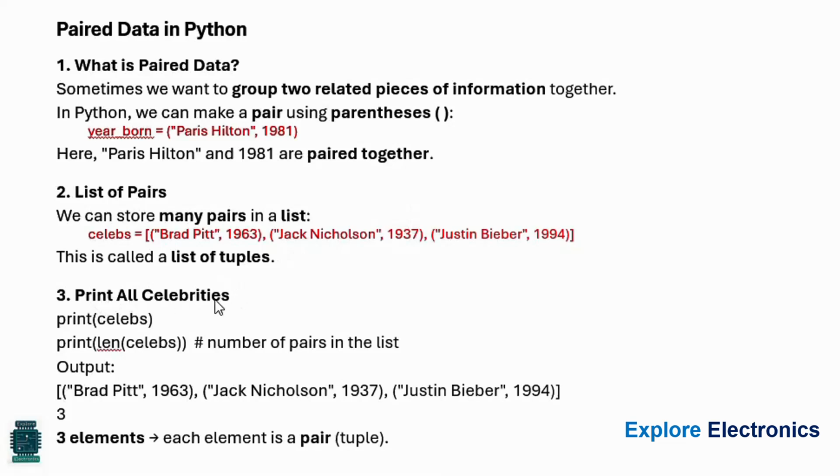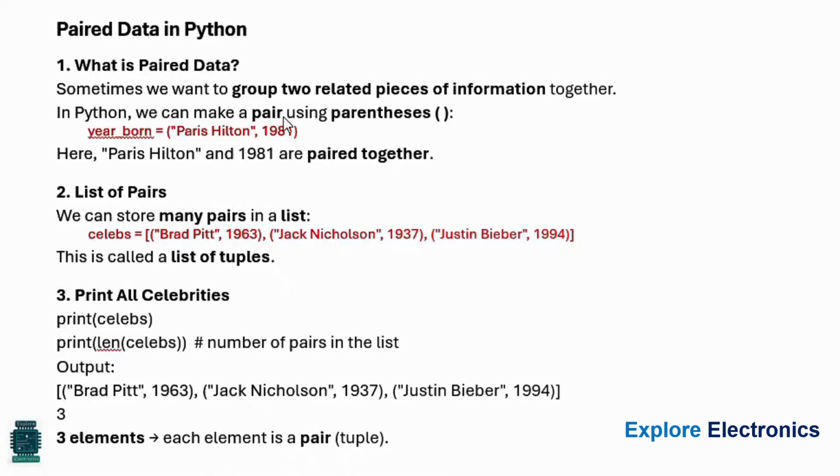And print all celebrities. It will go to celebrities and print everything we have taken here, the list of pairs. And print the length of celebrities. It has to calculate the length of celebrities and print it out. The length in the sense of the number of pairs in the list. Here we have 3 pairs. That's why it is 3 elements. Each element is a pair, which is called a tuple.